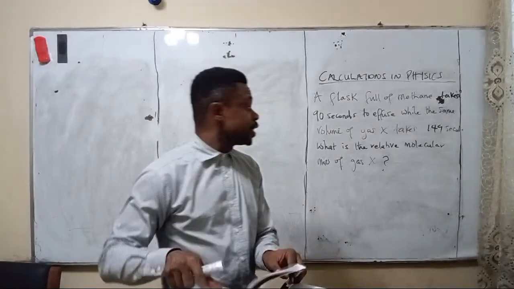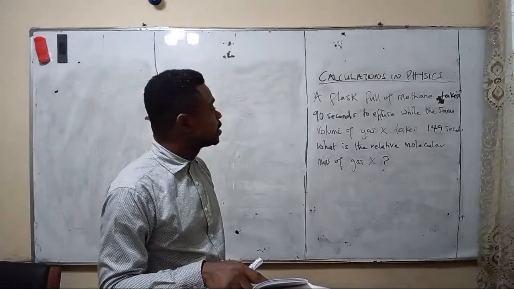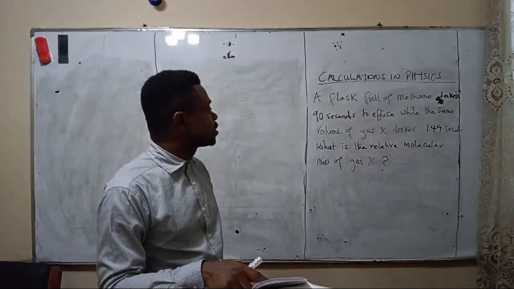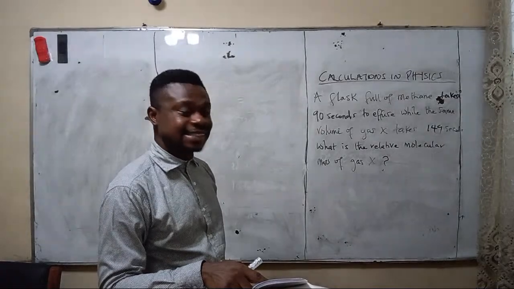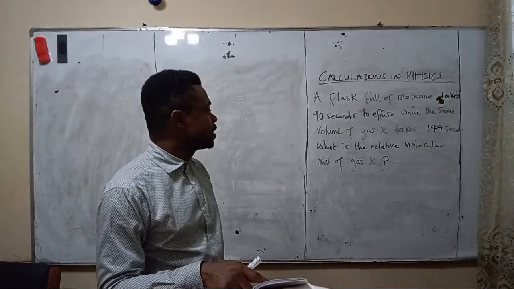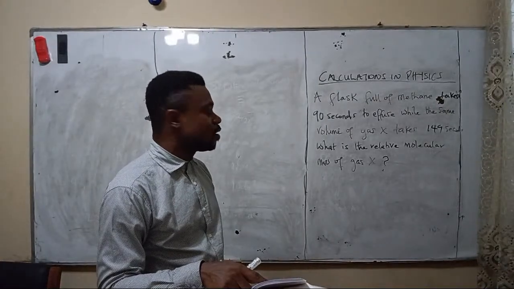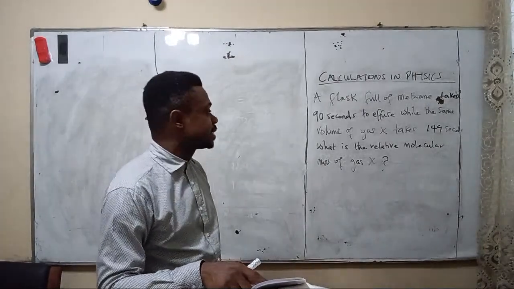Okay, the question says, a flask full of methane takes 90 seconds to effuse, while the same volume of gas X takes 149 seconds. What is the relative molecular mass of gas X?